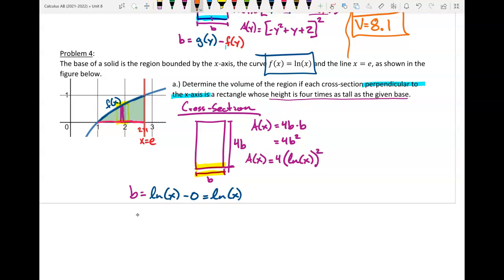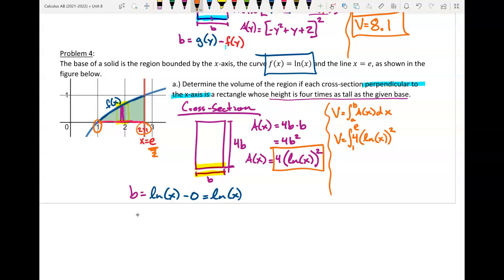So let's go ahead and do my volume. Volume, again, remember, is the integral from a to b of A of x dx. And so for my volume, what are my bounds? Well, I'm going from 1 to that 2.71, or e. So my bounds are 1 to e. And then what is my area? My area right here is 4 times the natural log of x, squared, dx.